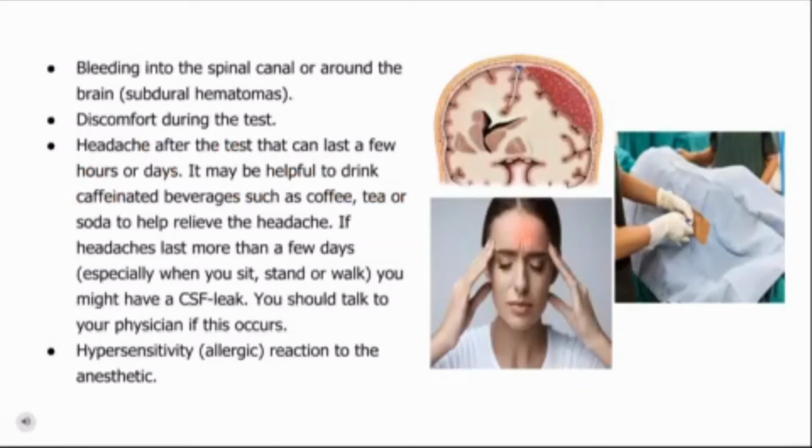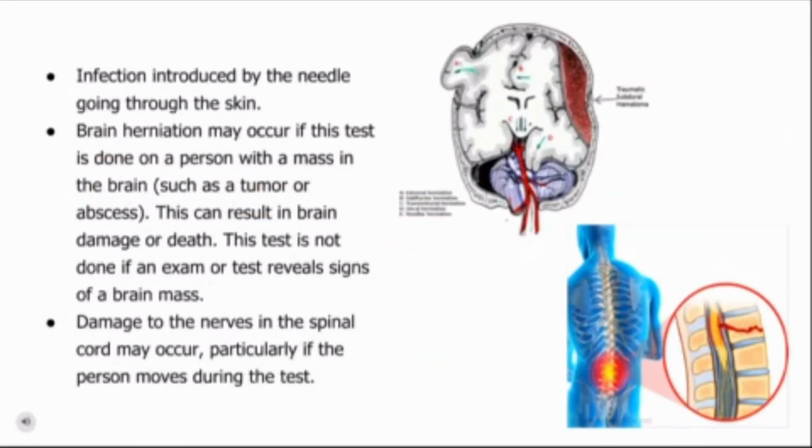Next is hypersensitivity or allergic reaction to the anesthetic. Infection introduced by the needle going through the skin. Brain herniation may occur if this test is done on a person with a mass in the brain. This can result in brain damage or death. This test is not done if an exam or test reveals signs of a brain mass. Lastly, damage to the nerves in the spinal cord may occur, particularly if the person moves during the test.